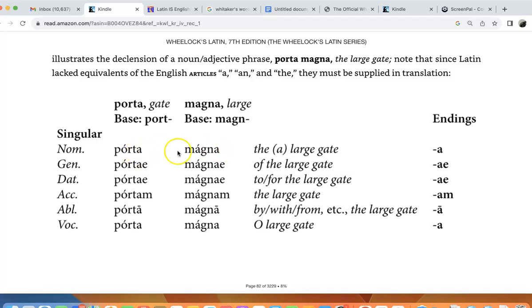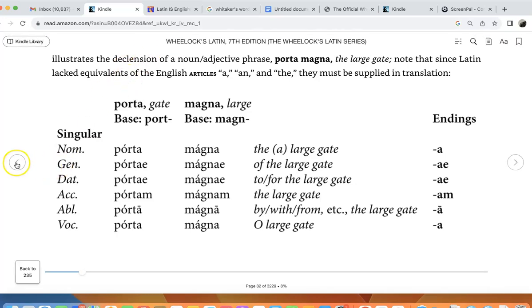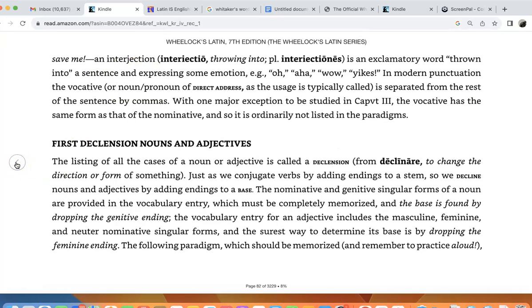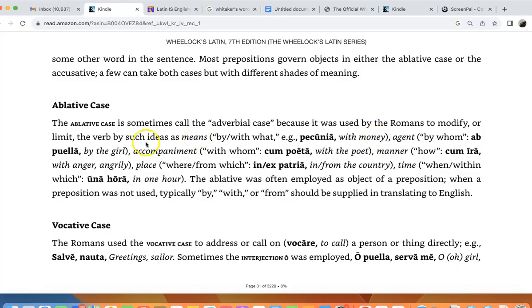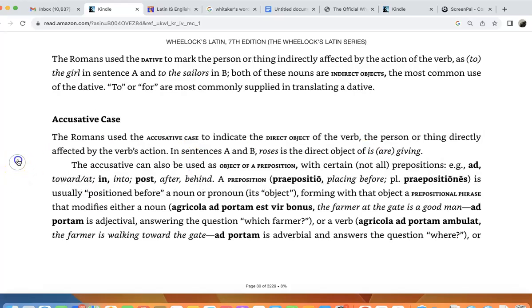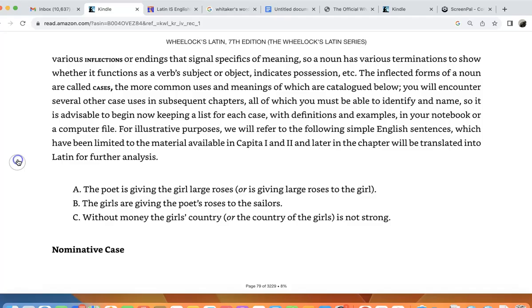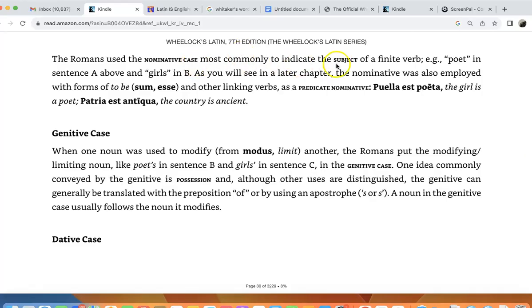So here we have the nominative, because the nominative is the subject. And again, if you go back and reread, if we were in the classroom, we would have done this as a class. But you'll have to do this on your own, given this format. The nominative case is the subject case. So the Romans use the nominative case most commonly to indicate the subject of a finite verb. So definitely read through that, because I will be referencing this throughout.